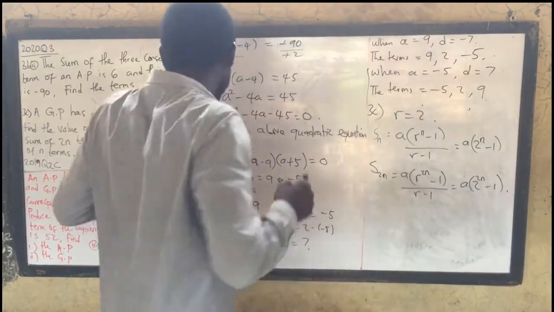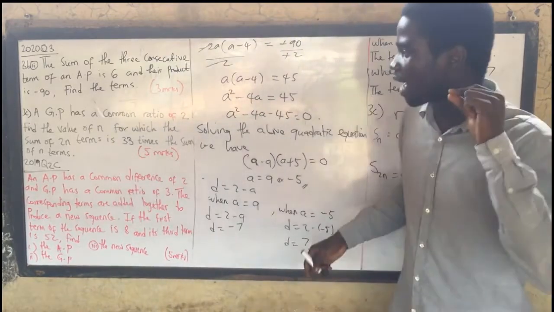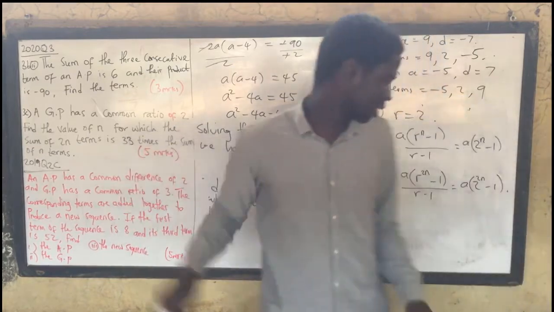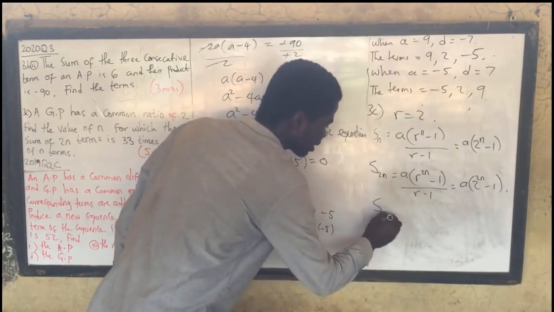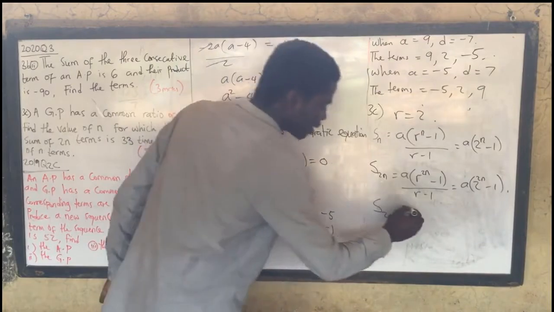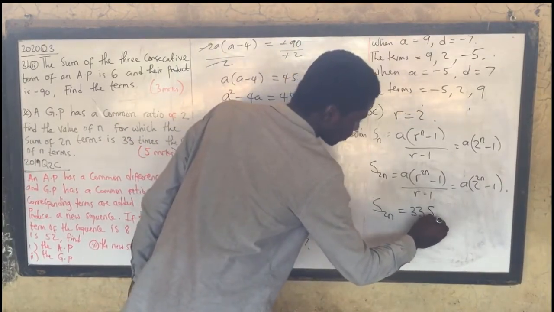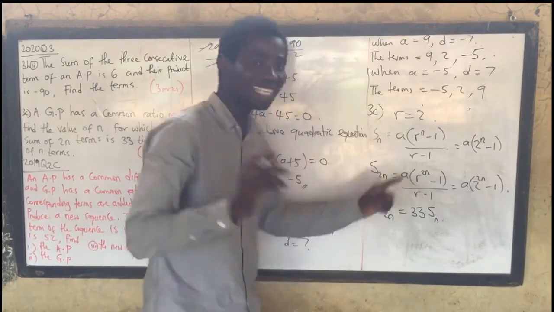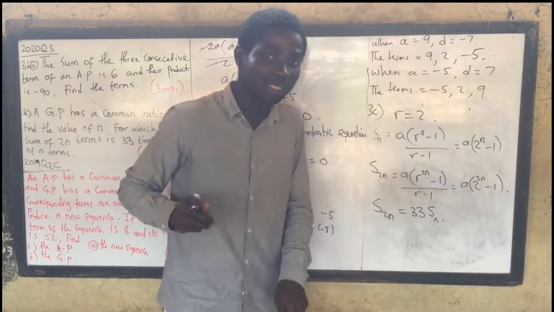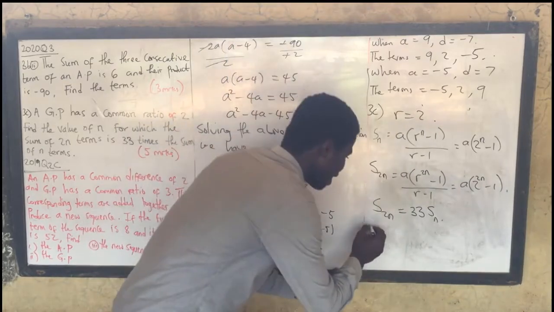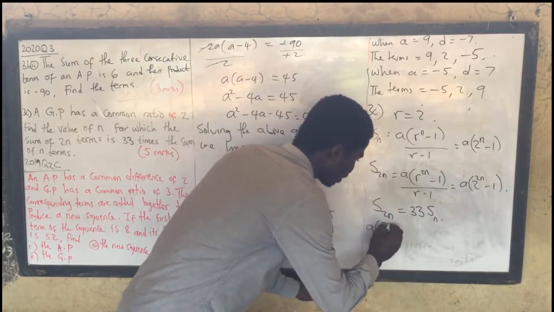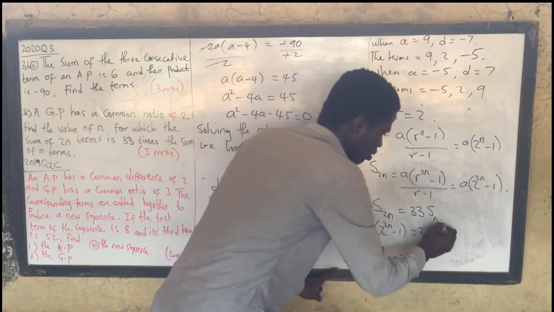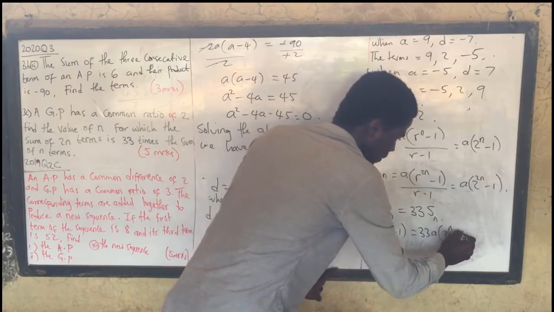So they told me that we should find the value of n. We want to find n such that the sum of 2n terms is 33 times the sum of n terms. That is, S2n is equal to 33 times Sn. You can see that I'm using the formula under GP. Please take note of that. So I have A open bracket 2 raised to power 2n minus 1 is equal to 33 Sn, that is A open bracket 2 raised to power n minus 1.